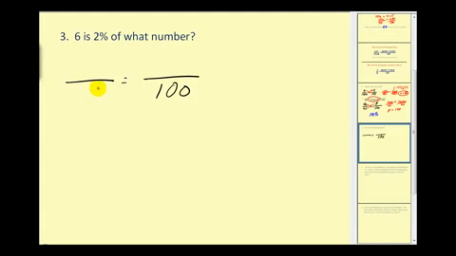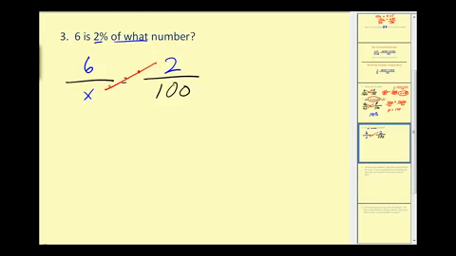Remember, it's is over of equals p over 100. The first thing I see, we have the percentage. That will be 2 over 100. 6 is, that's the part. Remember, is over of. And I always remember that because I comes before O, so it's in alphabetical order. And we're looking for the number associated with of, which will be our whole. We'll have our x down here.